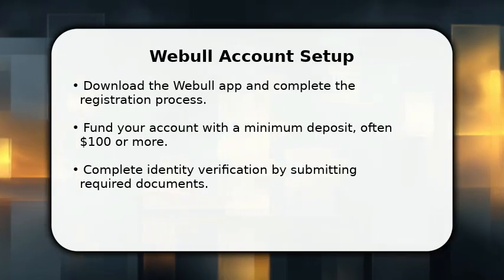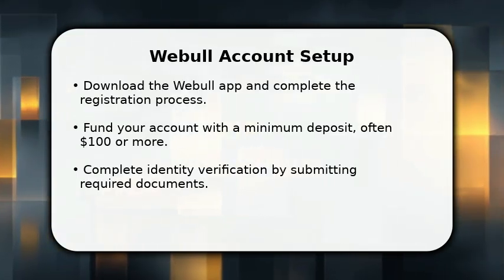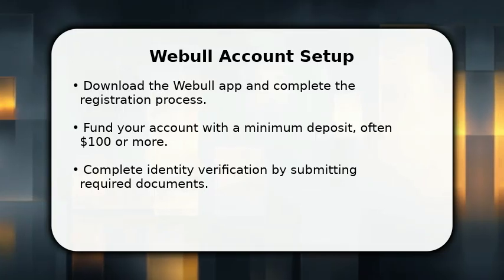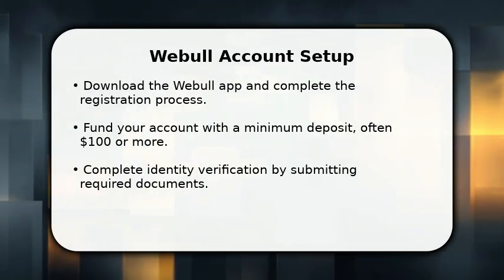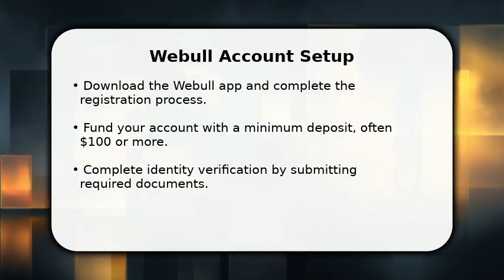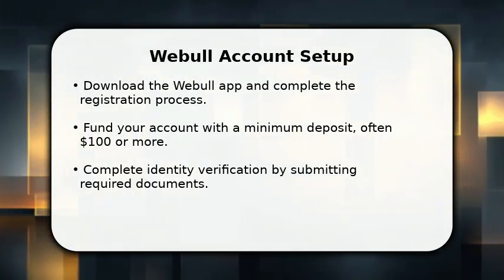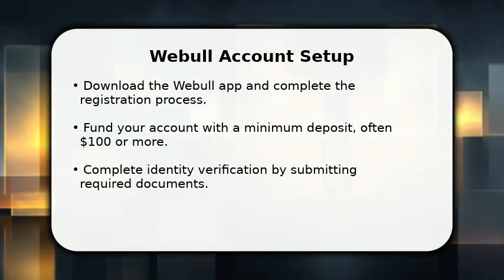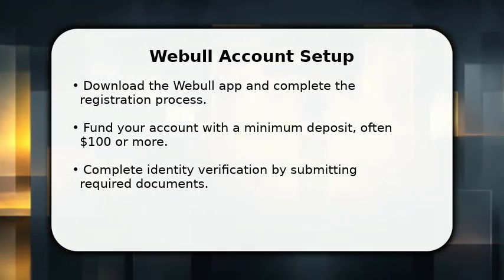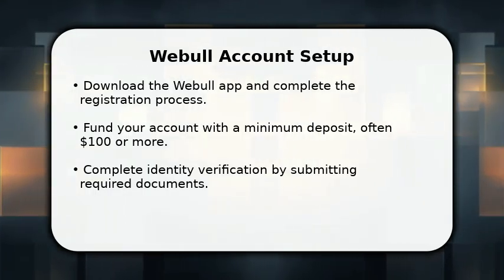In this video, I will explain how to buy stocks on Webull step by step. First, download the Webull app from your App Store and complete the initial registration. You'll need to fund your account, typically with a minimum deposit of $100 or more, to begin trading. Finally, complete the identity verification process by submitting the required documents, which usually takes a few business days. This ensures your account is fully ready for trading.